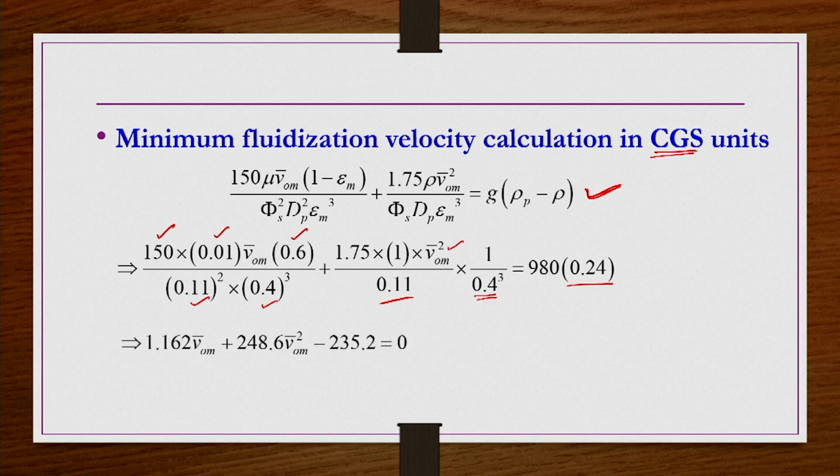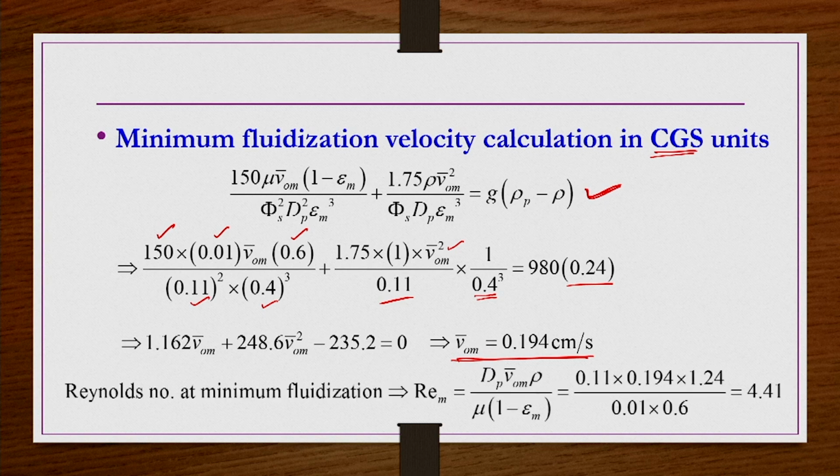Okay. So, when you simplify you get this equation, and then when you solve for U_0m bar you will get 0.194 centimeter per second, because we have solved it in CGS units. Okay. The corresponding Reynolds number at minimum fluidization velocity, if you calculate, comes out to be 4.41, which is slightly beyond the laminar flow region.